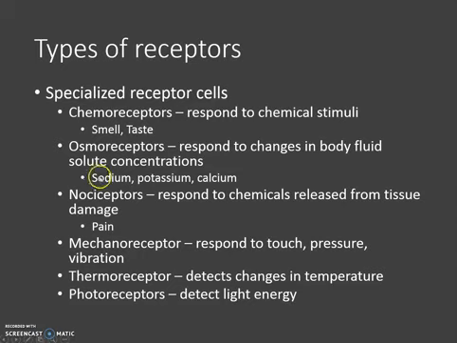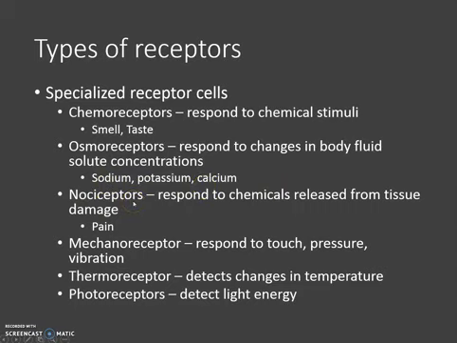Sodium and potassium osmoreceptors in the kidneys can detect whether the urine being formed has too much or not enough of sodium and potassium, and calcium for that matter, and it can send that signal to the brain, which responds by changing something in order to either excrete or hold on to more of those ions.